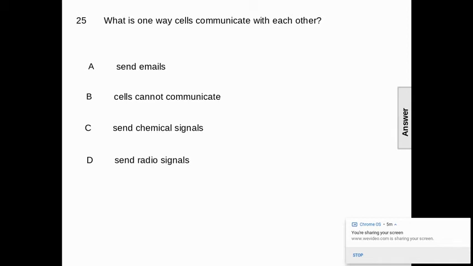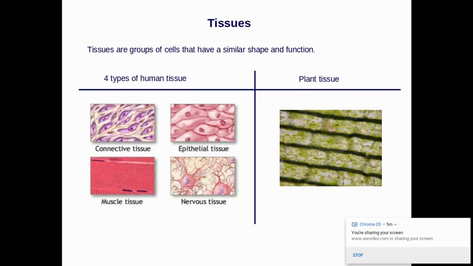So question number 5 says, what is one way cells communicate with each other? They send emails. Cells cannot communicate. They send chemical signals, or they send radio signals. The answer is C, send chemical signals.